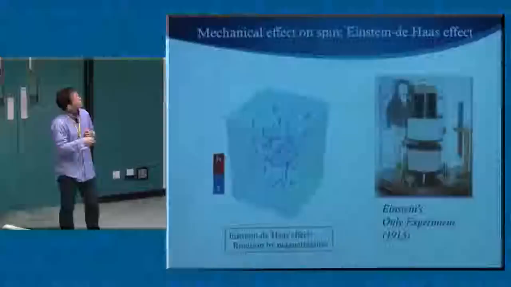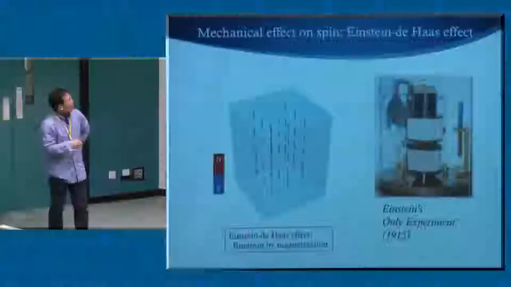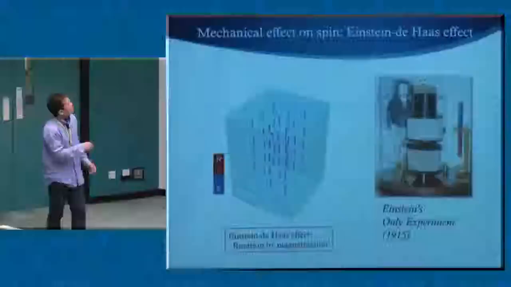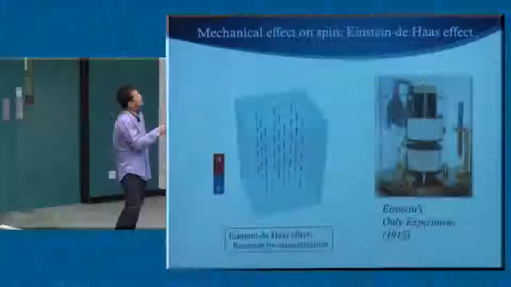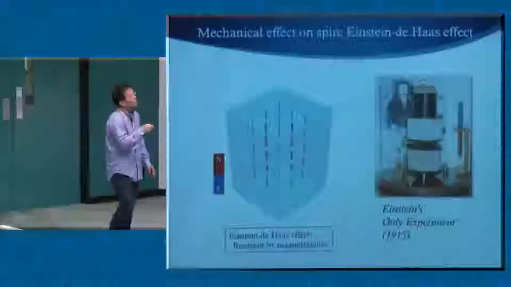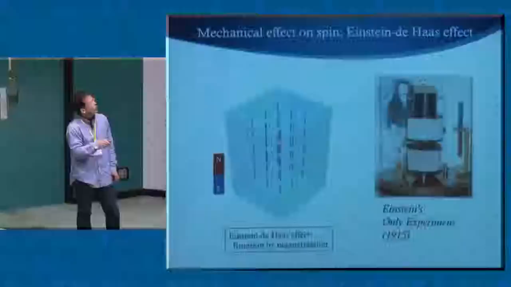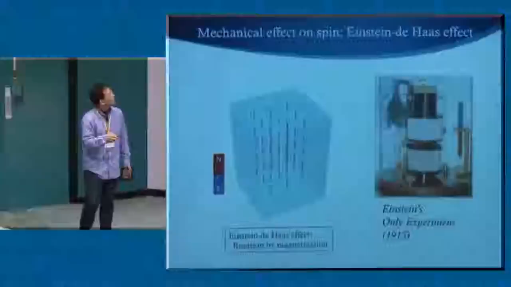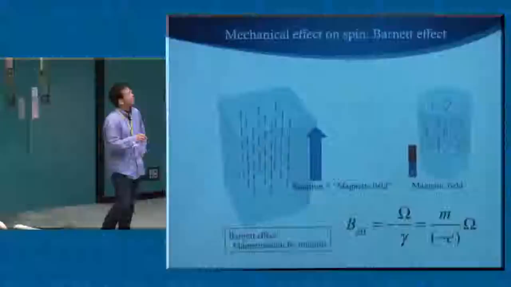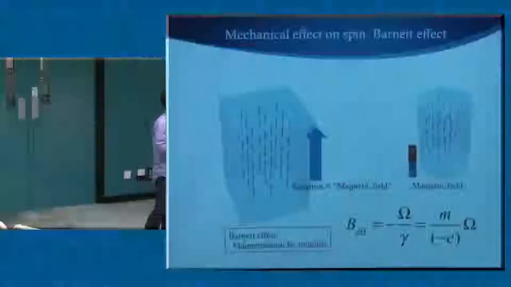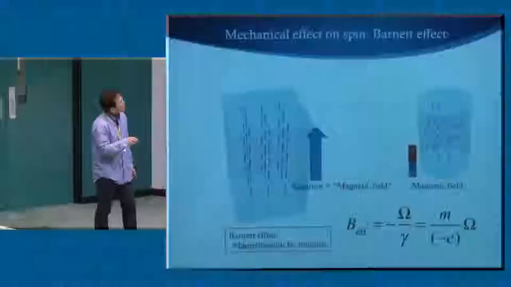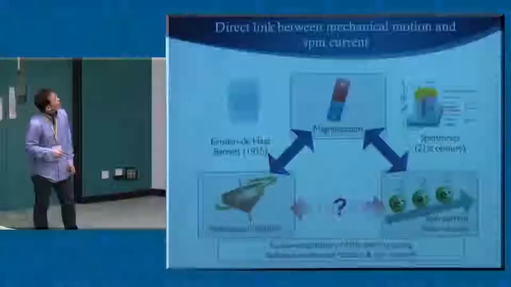In 1915, Einstein and de Haas discovered the rotation by magnetization. If you apply the magnetic field to the ferromagnet, the spins align parallel to the field. And thanks to the angular momentum conservation law, this body starts to rotate. This is the Einstein-de Haas effect. And this is also known as Einstein's only experiment. And in the same year, Barnett discovered the inverse of the Einstein-de Haas effect, magnetization by rotation. An important point here is that a rotation can be interpreted as a magnetic field.